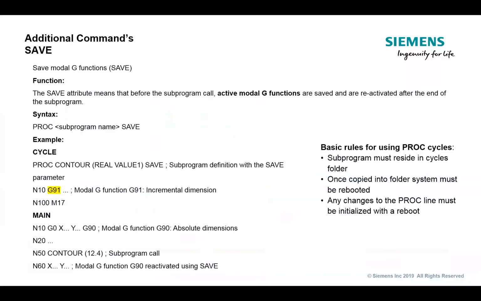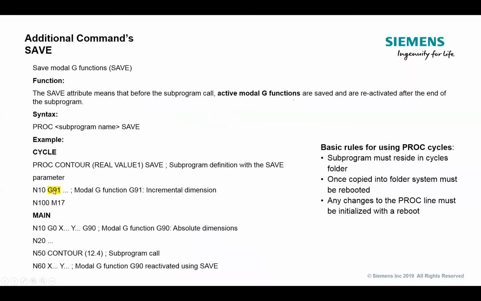One of the first ones that's really helpful when you start to work with this type of routine is the save command that you're looking at here. Just by typing the word save on the PROC line, where the syntax is PROC, then I call up my subroutine, and then I give that word save, it's going to save back in a buffer whatever the active modal G-code functions were. So if I issued a G91 in the subroutine because I want to move incrementally, I don't have to then switch the system back to G90. That'll happen for me automatically.